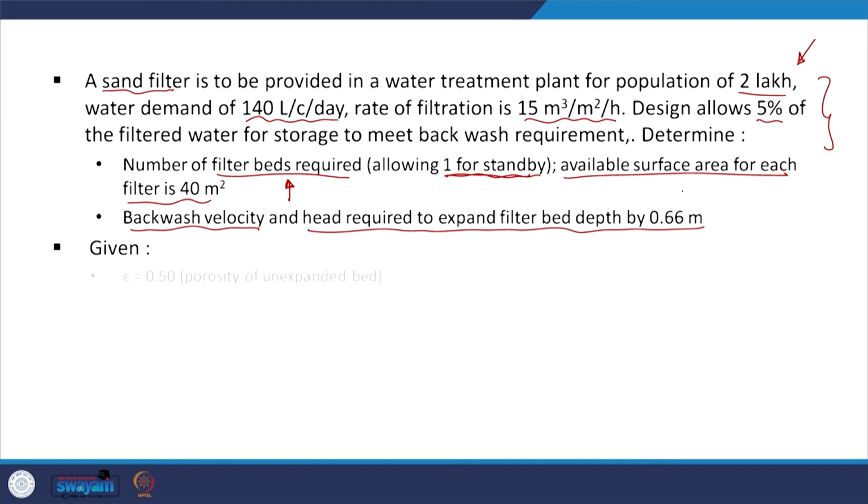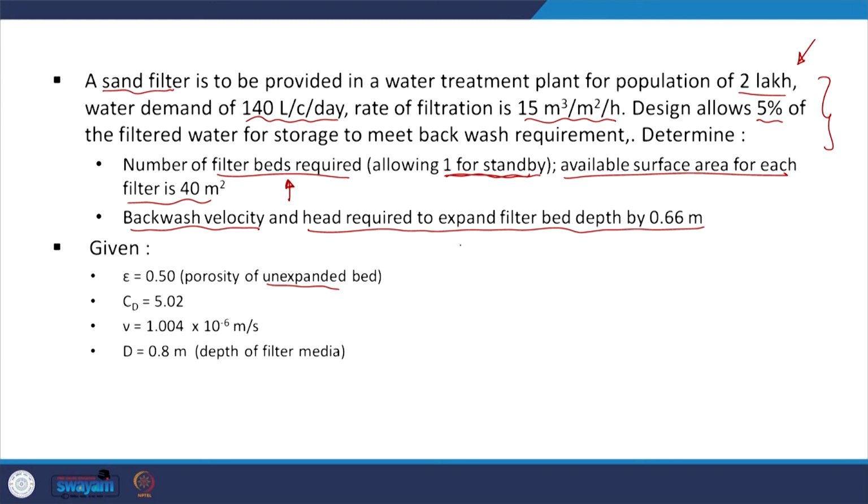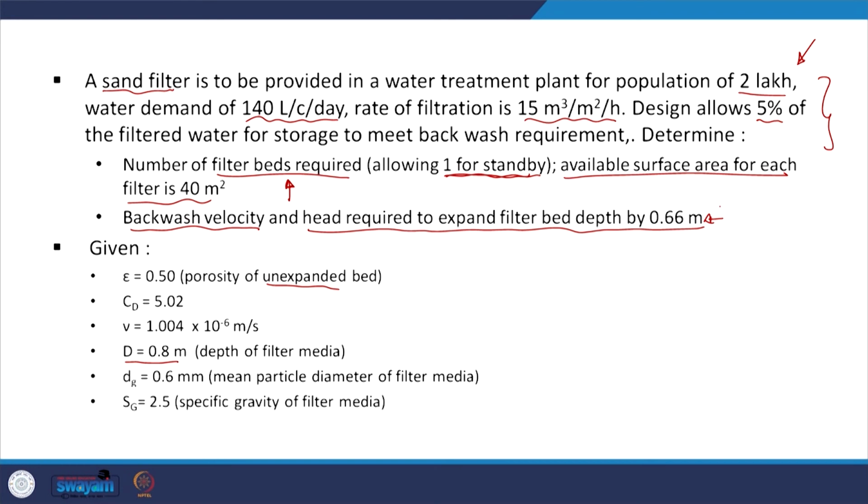What is given? The porosity of the unexpanded bed, keep in mind that this is the unexpanded bed, and the coefficient of drag, kinematic viscosity, depth, this is the depth of the unexpanded bed and we want to expand it by 0.66 meters during backwash, the geometric mean diameter and specific gravity. Yes. So, this is the information we have.